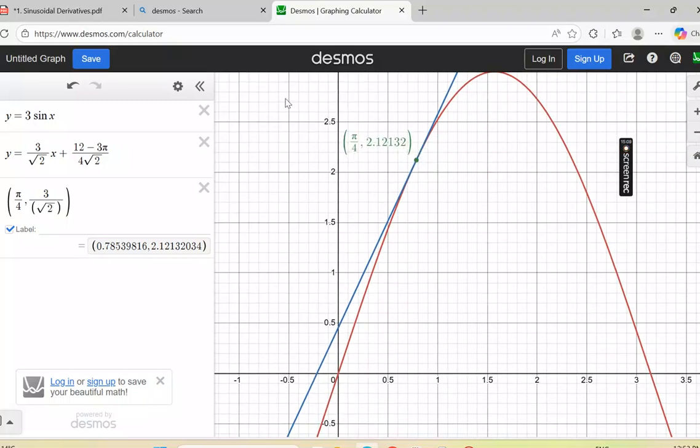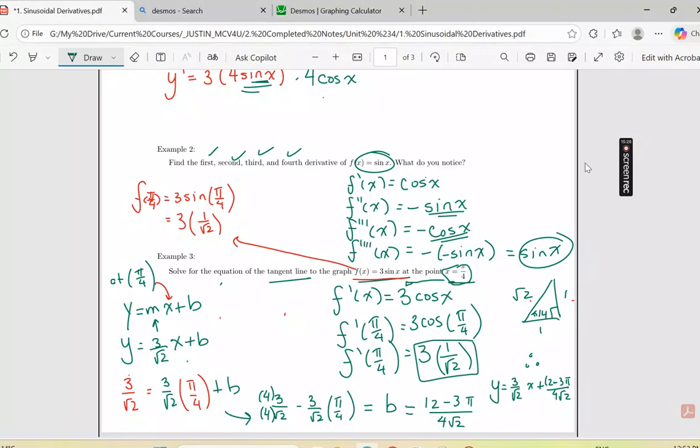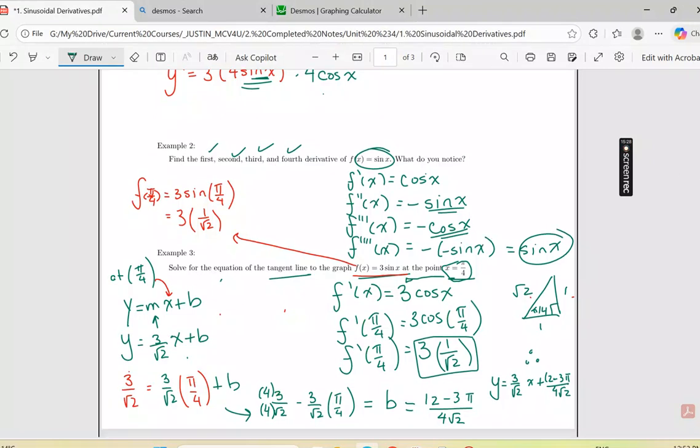Now, how would you know if you were wrong? Well, let's say instead of 3 pi, I put 8 pi. Looking at the blue line now, it clearly is not the equation of a tangent at the green point, which is what the question is asking for. There you go. Let's see, next question.